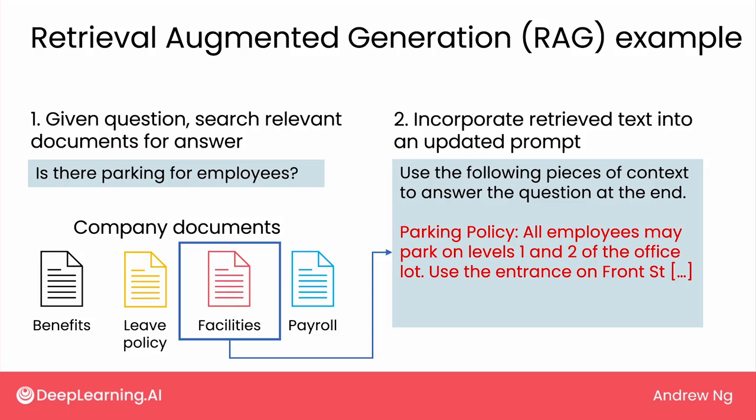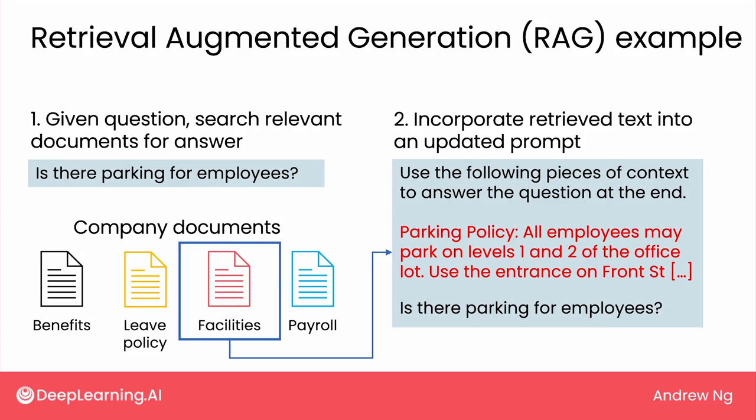Now remember, last week we had spoken about limitations to the prompt length or the input length for a large language model. That's why in practice, rather than dumping an entire very long document into the prompt, you might pull out just the part of the document that's most relevant to the question and put just that into the prompt. And then finally, we add the original question, is there parking for employees?